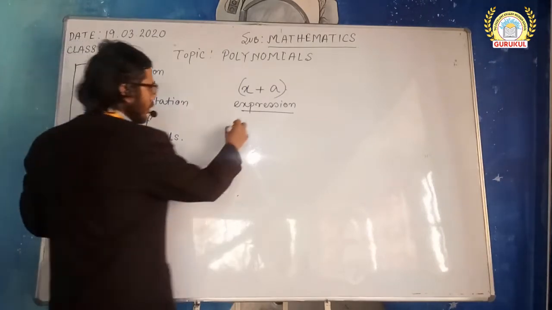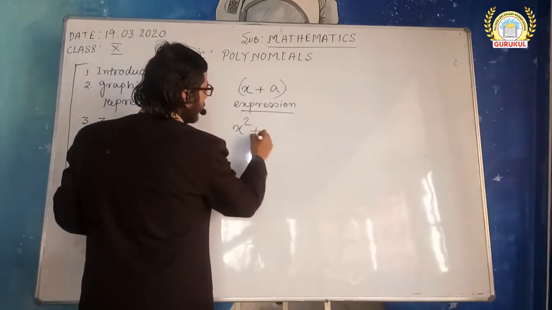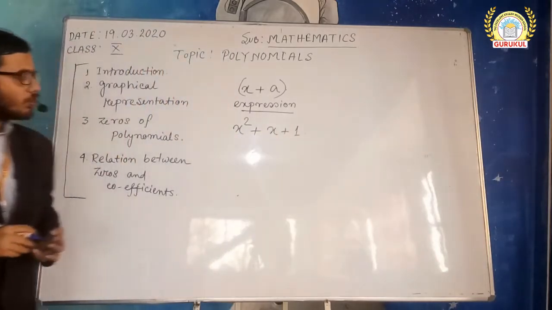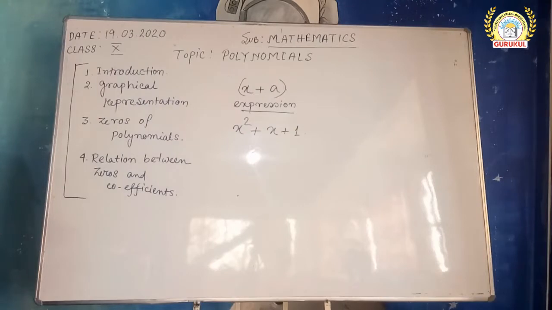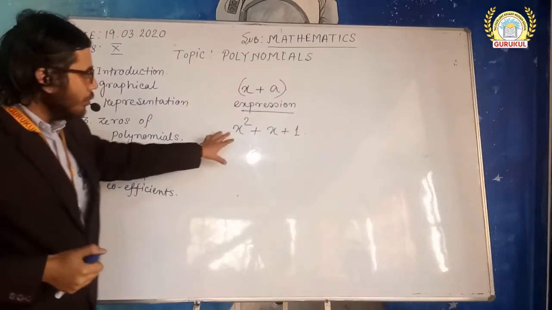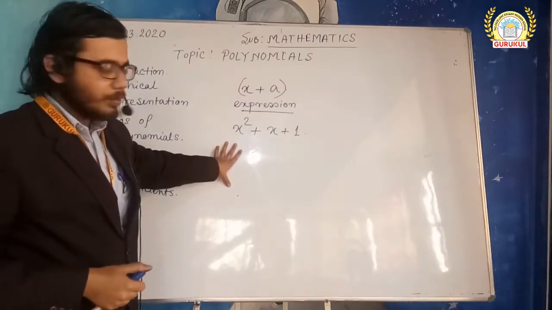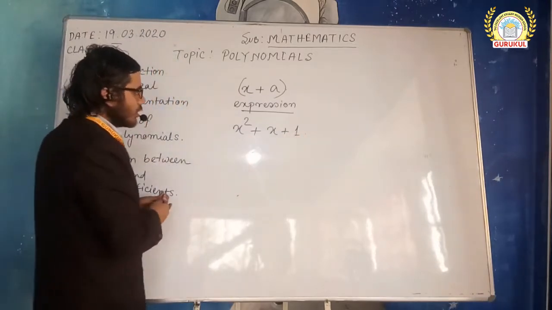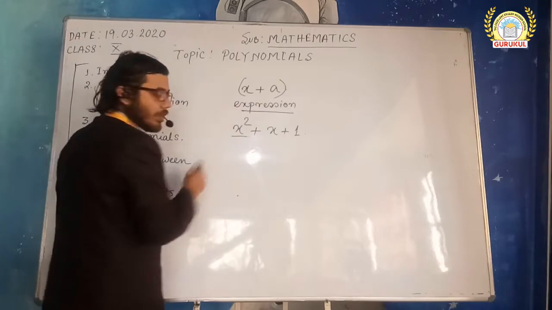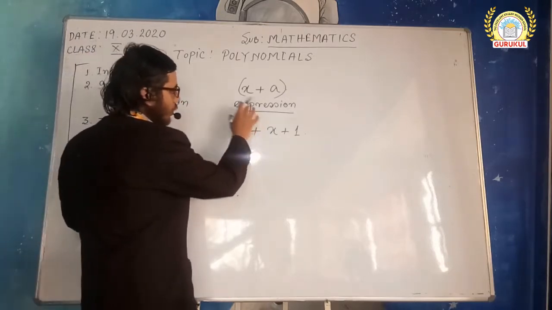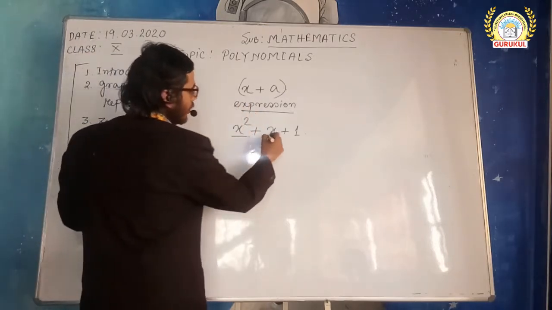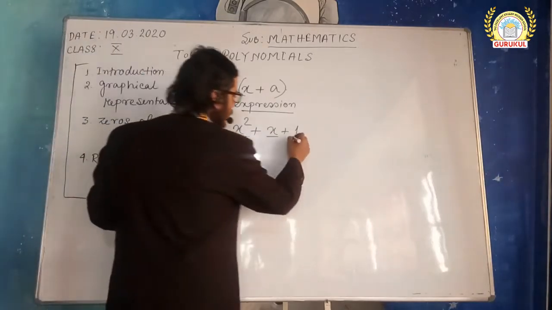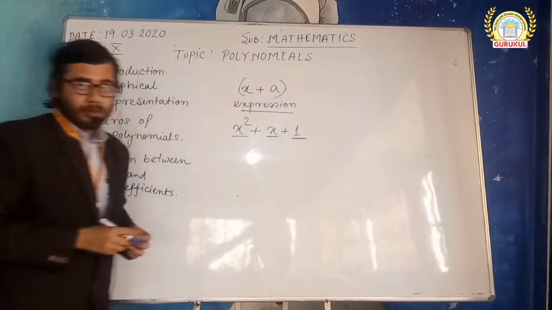Now, if I write x square plus x plus 1, then you can see that this is also a polynomial. Why? Because we use variable and constant. In case of variable, x square, that means power of x is equal to 2, x, power of x is equal to 1, and a constant part, which is 1.